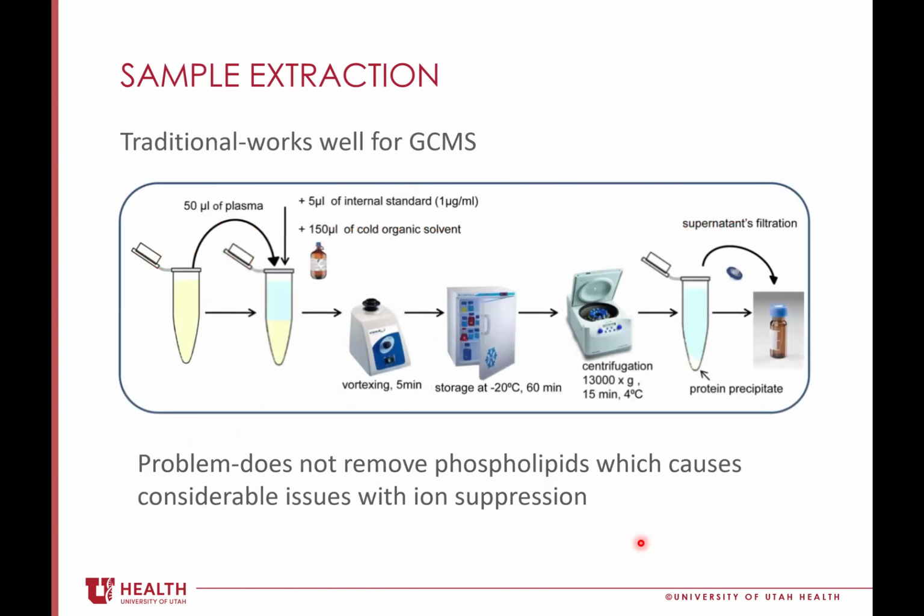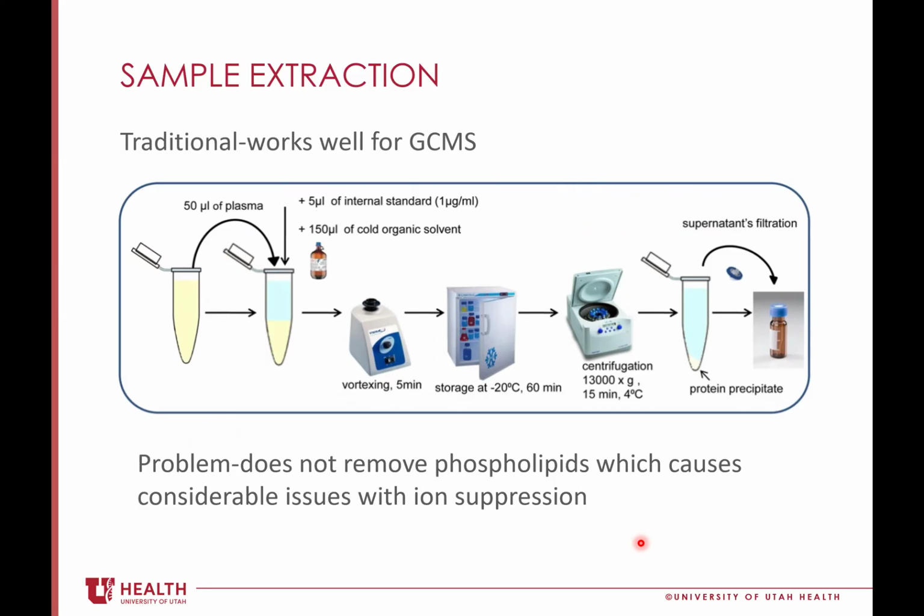So I'll go through this really quick. Traditional sample extraction for plasma is pretty easy. It's just solvent extraction. We take 50 microliters of plasma and add a cold organic solvent, usually acetonitrile, and some internal standards. Keep it at -20 for an hour, spin it down, and for GCMS, we'll dry it down, or for LCMS, a lot of times we'll just run it right on the mass spec.